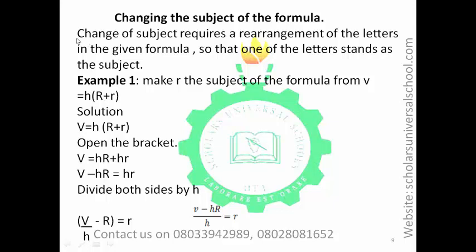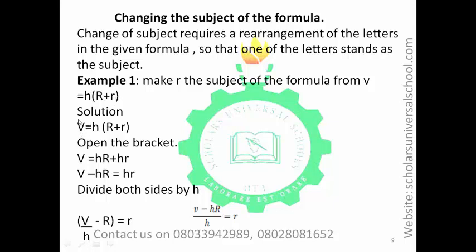Now, you will replace Tayo with what? With John. In that case, we have changed or we have rearranged the setting. We have represented it with another thing. Are you with me now? So let's look at this example 1. Make R the subject of the formula from V. Here, V is equal to h into bracket R plus small r.